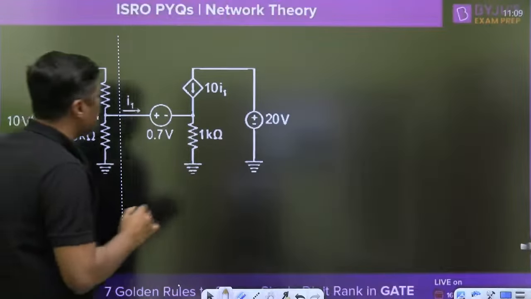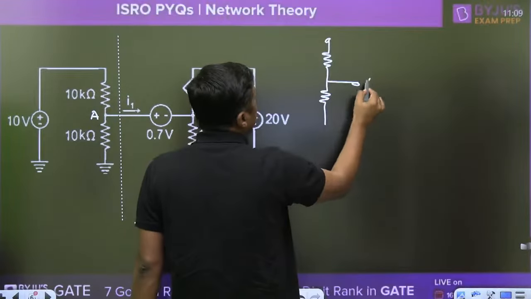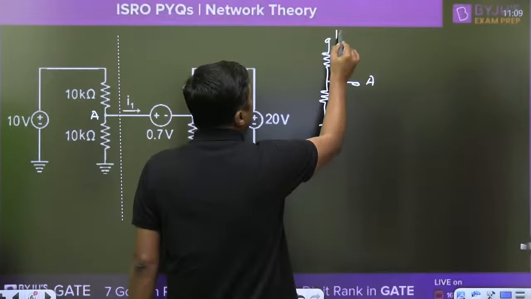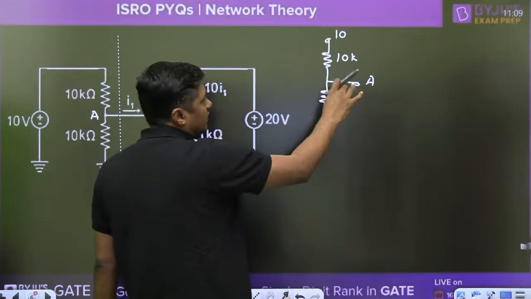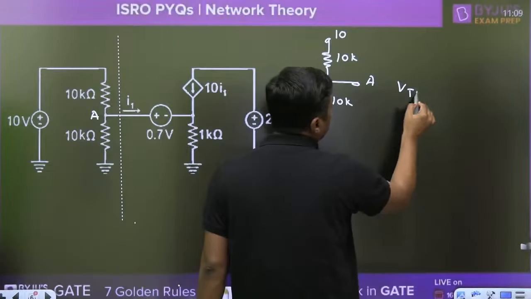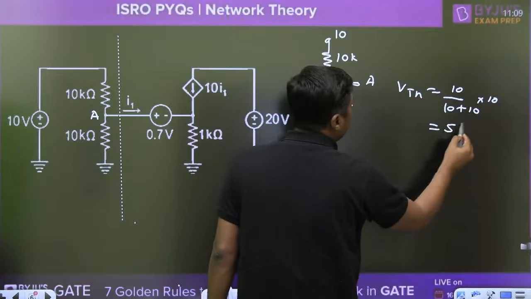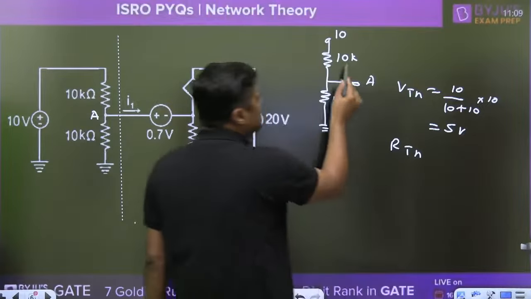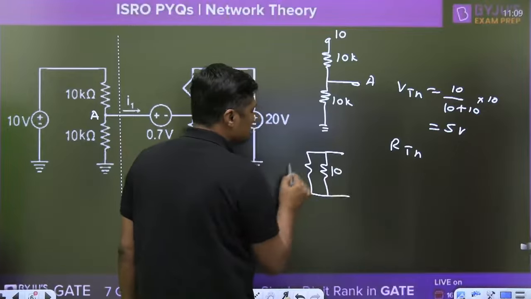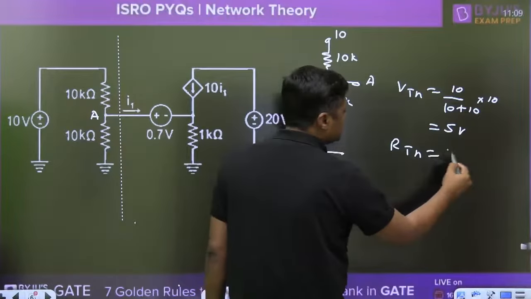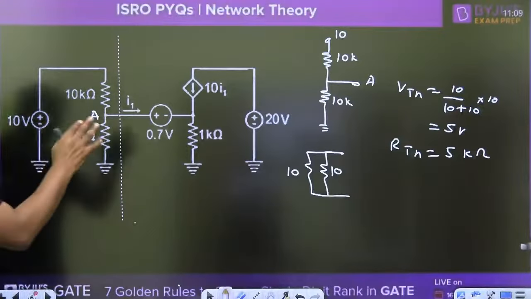So what is the voltage across this point? This is the point A, that is the ground: 10 volt, 10 kilo ohm, 10 kilo ohm. Quickly you can apply Thevenin's and find VTH at this point. VTH will become 10 divided by (10 plus 10) into 10, directly you can say 5 volt. And what is the RTH across this? The 10 kilo ohm and 10 kilo ohm resistors are in parallel, so it will become 5 kilo ohm. Okay, can you find quickly? So this is the answer: 5 kilo ohm and 5 volt.